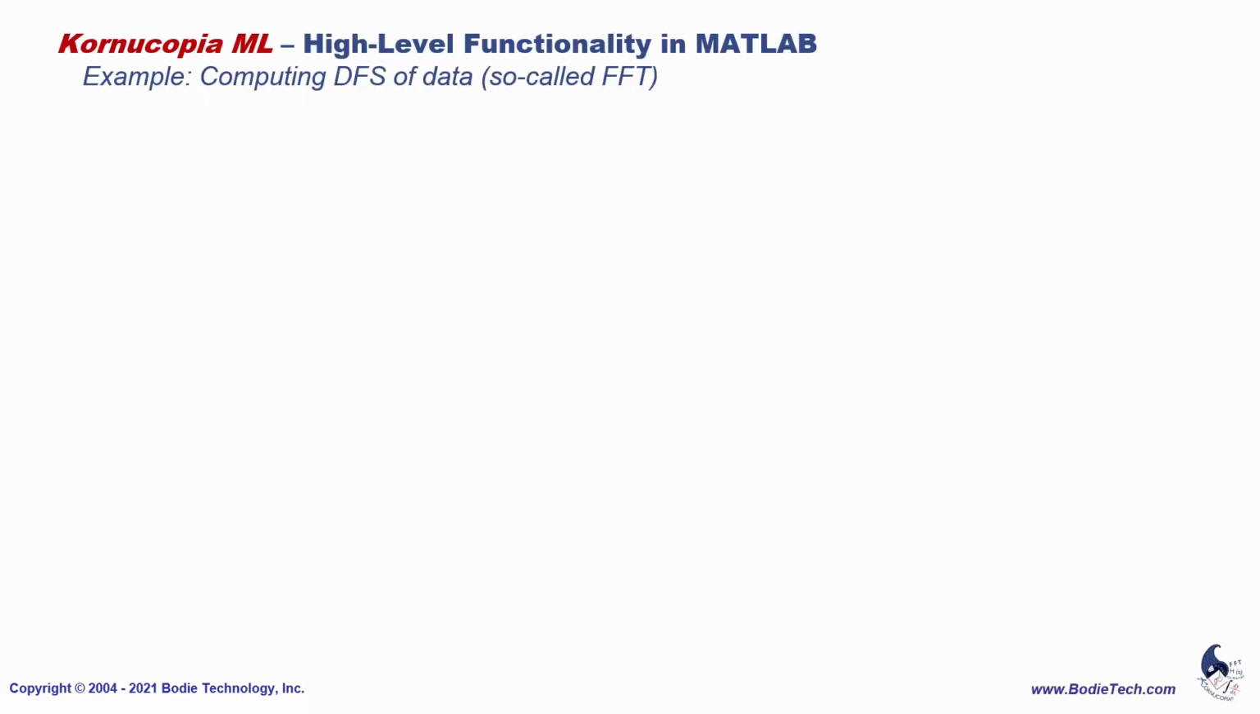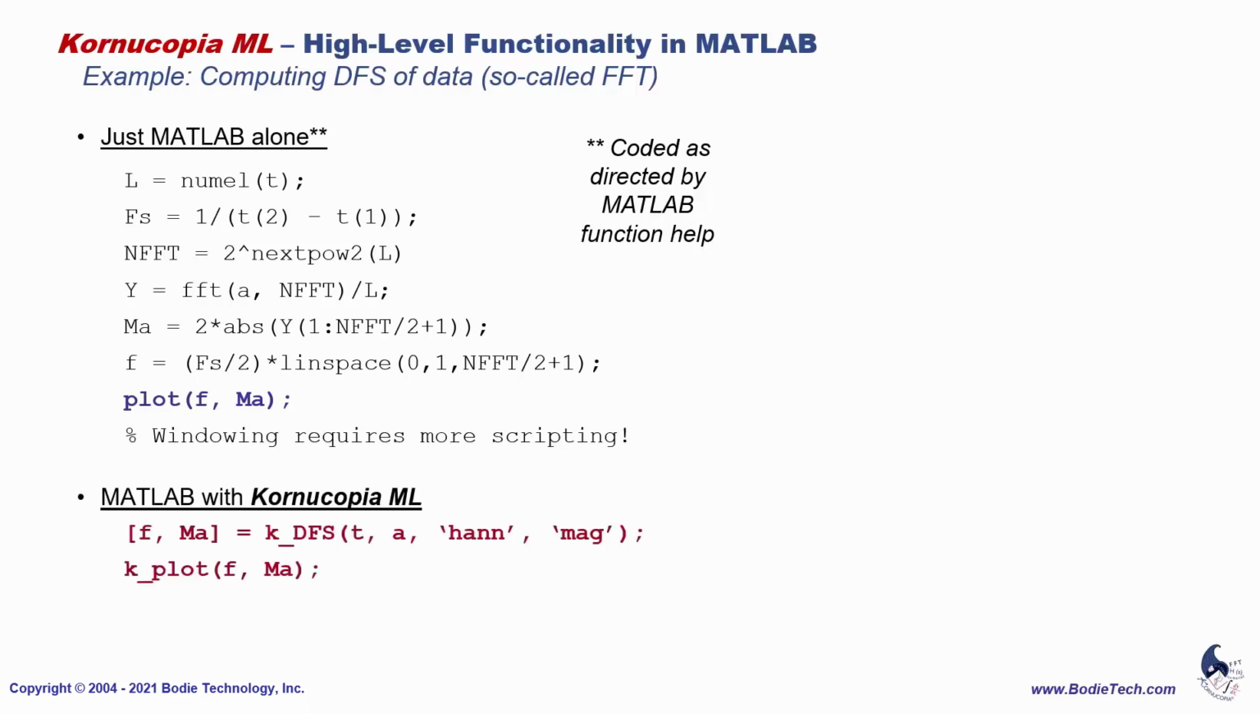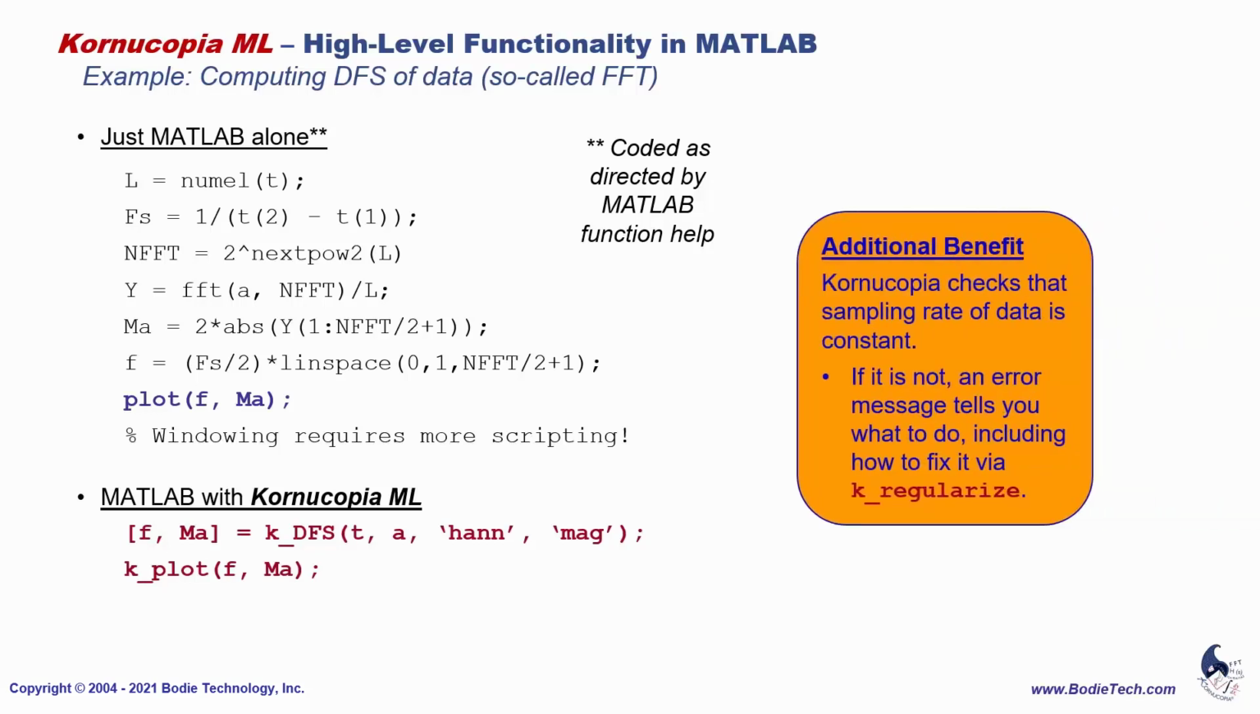Kornucopia ML provides high-level functionality in Matlab. Here's an example of computing a discrete Fourier series, what many people would call the FFT. Following the instructions in Matlab's help, these are the commands you would type to compute a DFS in Matlab. In Kornucopia ML, you would just use these few functions, one to compute the discrete Fourier series and one to plot it. An additional benefit is that Kornucopia checks the sampling rate of the data to ensure it is constant. If it is not, an error message will tell you what to do, including how to fix it with Kornucopia's regularization function.